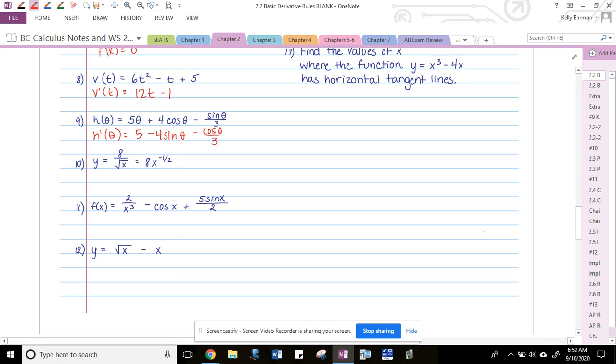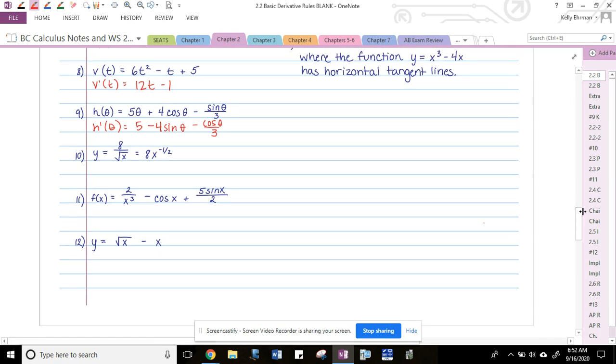This is rewritten for you. I probably just forgot to erase that. Okay, so good idea to rewrite this as x to the negative 1/2. And then dy dx, 8 times negative 1/2 is negative 4. Negative 1/2 minus 1 is negative 3 over 2. And so that's negative 4 over x to the 3 over 2 power.